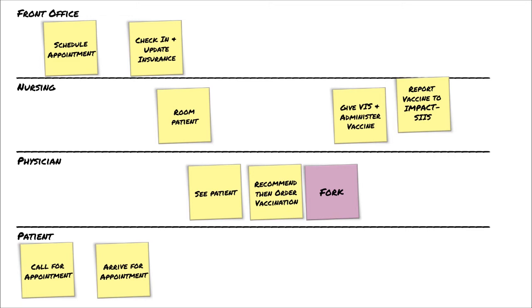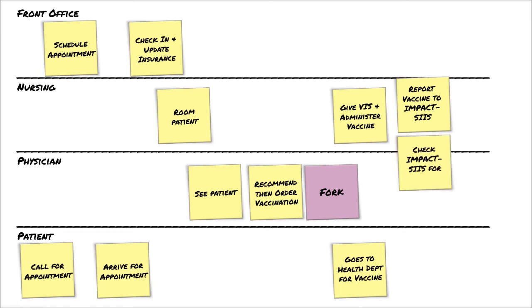If the patient does not have insurance coverage for the vaccine, they need to go to the health department for vaccination. When this happens, the nurse will later need to download the vaccine information from IMPACT SIS. Finally, the nurse enters the shot information into the medical record.